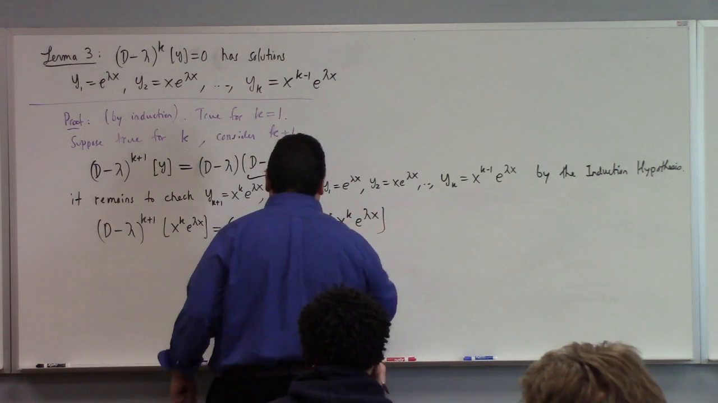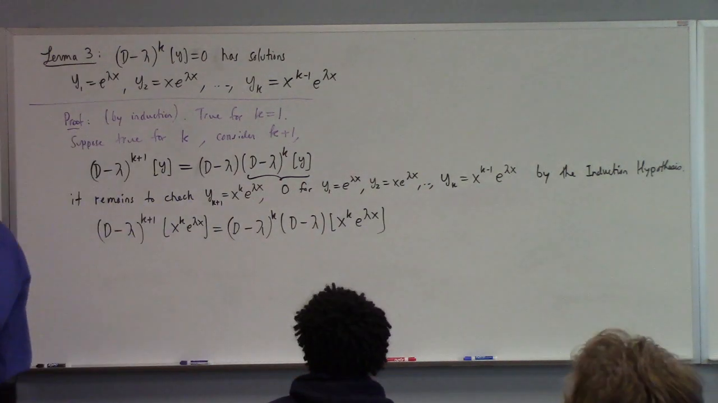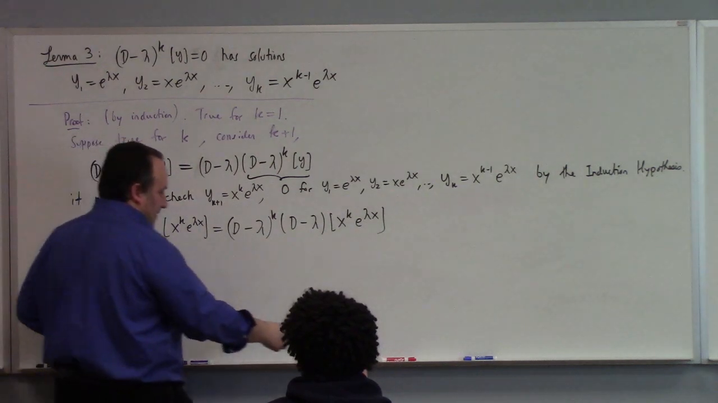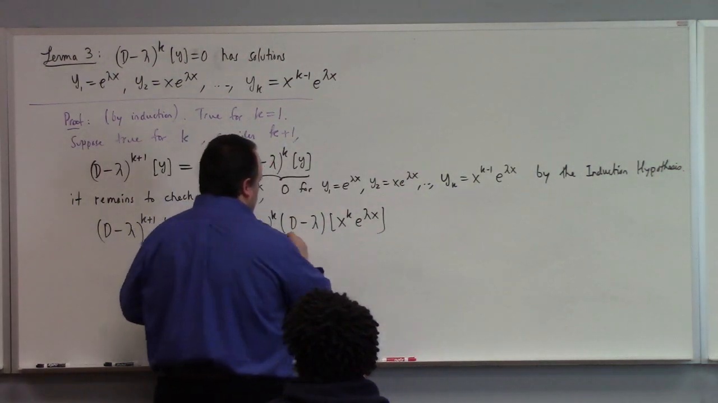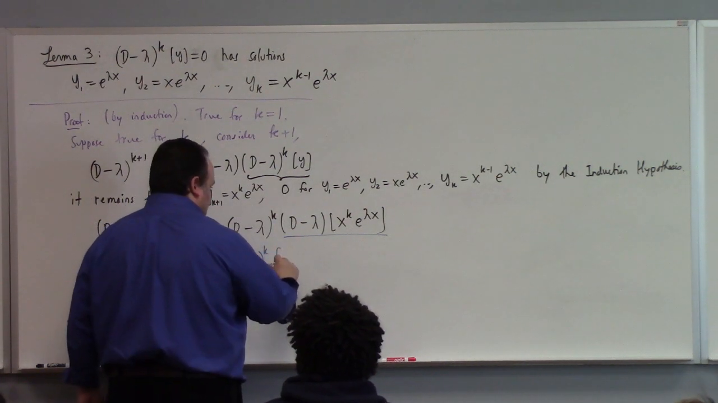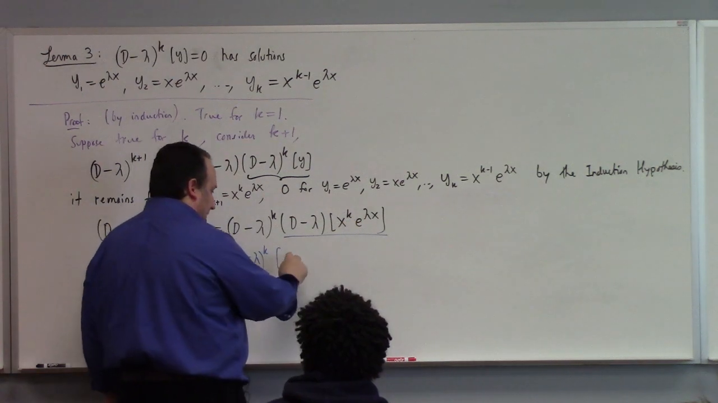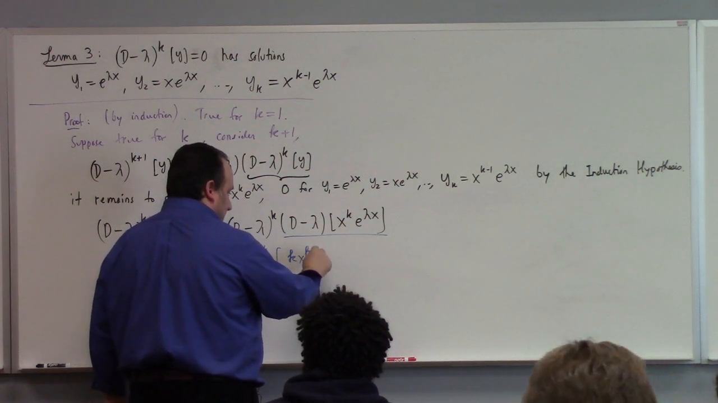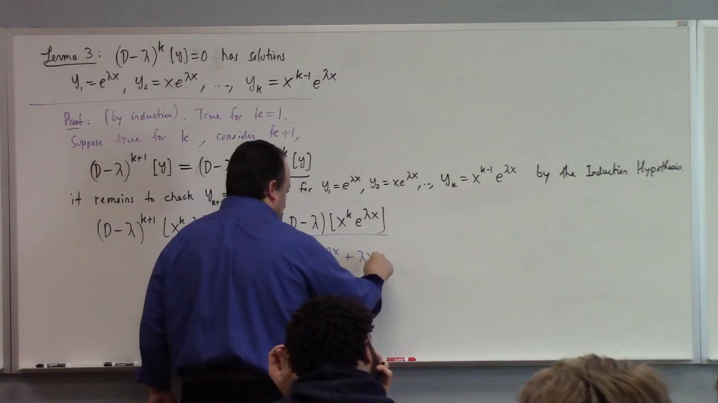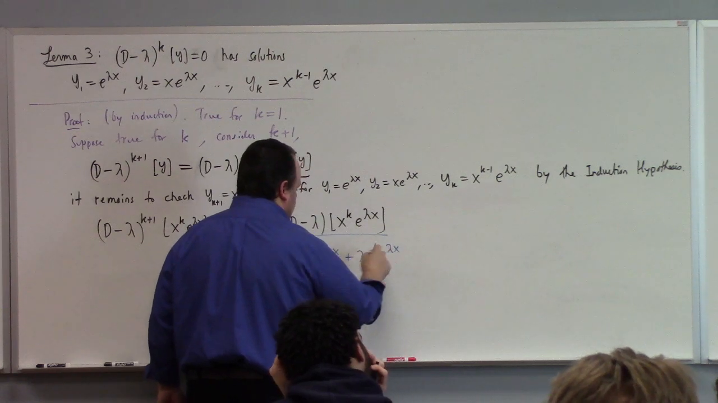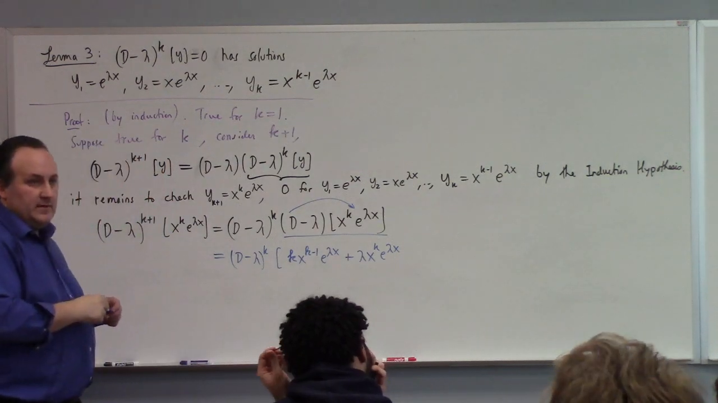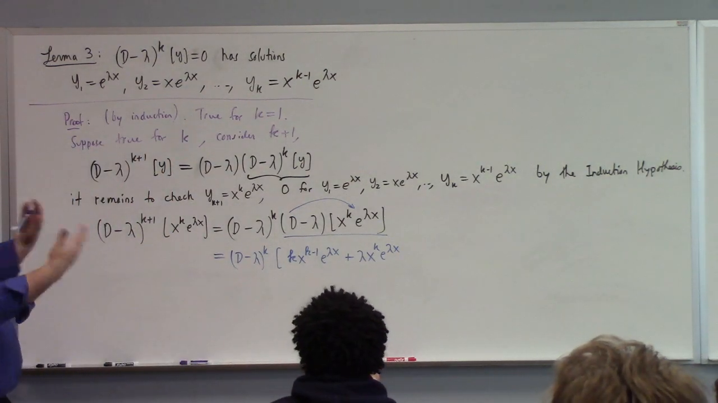I'll get out of the way here in a second, guys. So this time I'm going to put the k-fold one out front like that, all right? What happens when we, let me underline it in blue here. So we do this, right? What's that give us? That gives us (D minus lambda) to the power k. I differentiate. What do I get? I get k x to the k minus 1 e to the lambda x, plus lambda x to the k e to the lambda x. That's the product rule of the differentiation operator acting on that, right? Then I still have what? Multiplication by lambda.